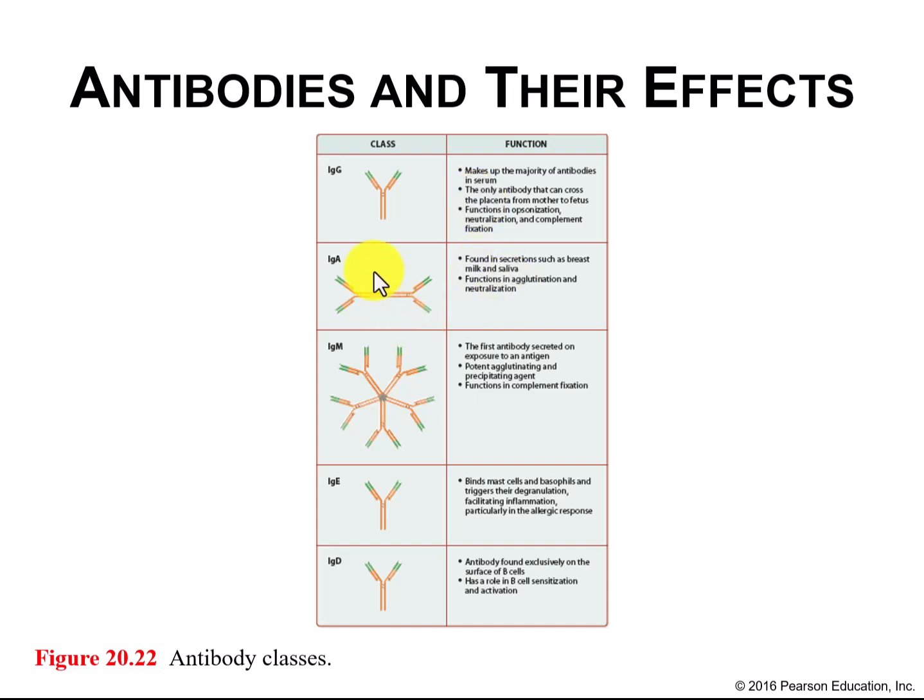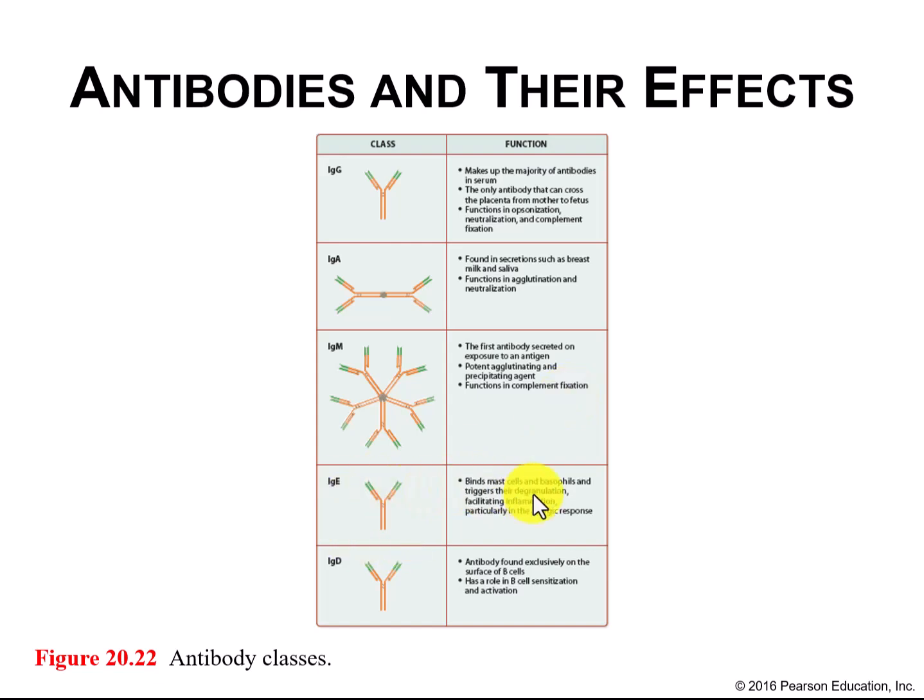IgA is in secretions, so mother's milk, tears, saliva. It is what gives an infant its immunity for the first couple of days or first several weeks of life. It functions in agglutination and neutralization. IgM is the first antibody expressed with our primary exposure, with potent agglutination and precipitating, and it functions with complement fixation.